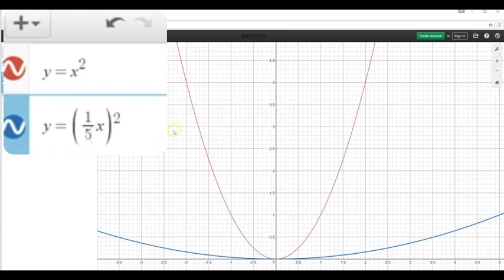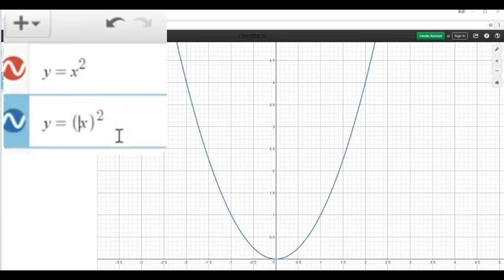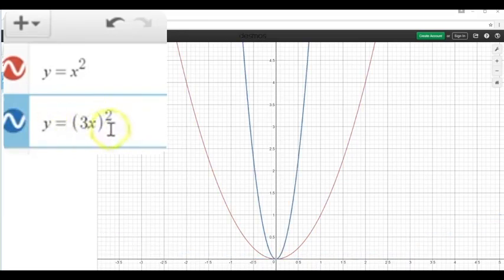You might notice that horizontal stretch is an awful lot like a vertical shrink. They're the same thing. Let's say I put x squared right there. That's a horizontal shrink. It makes it horizontally smaller. It goes from here horizontally, makes it smaller. It's the same thing as a vertical stretch. Let's say I simplify that out.